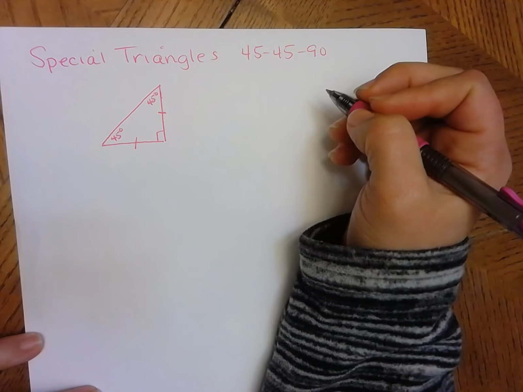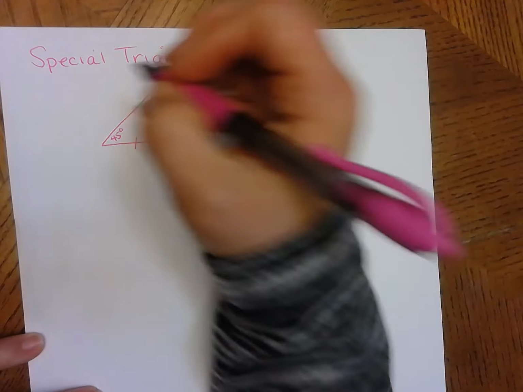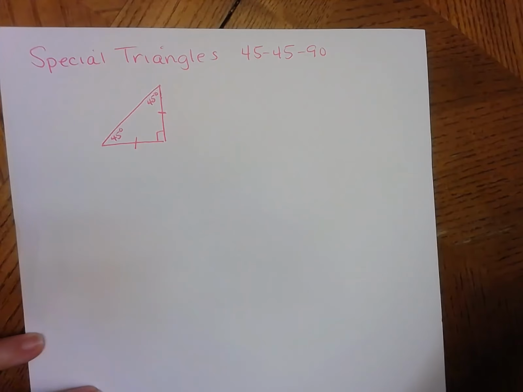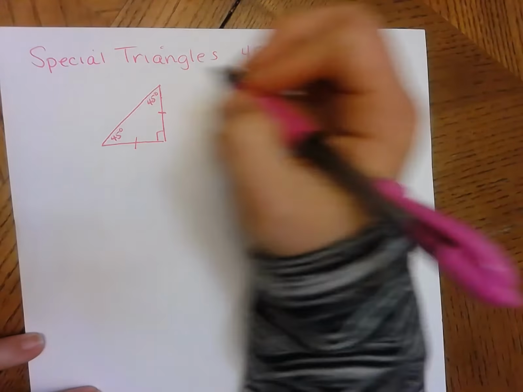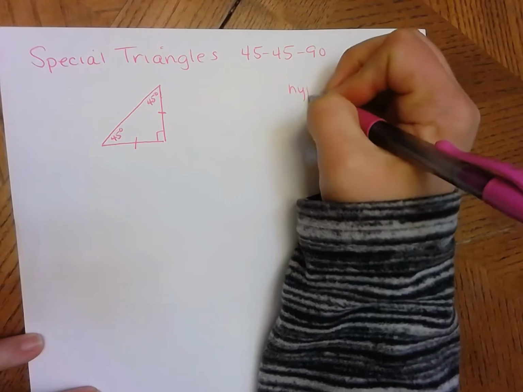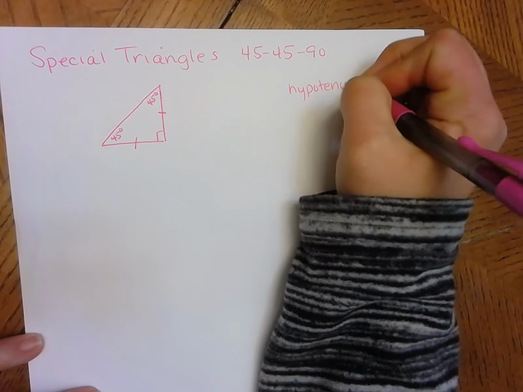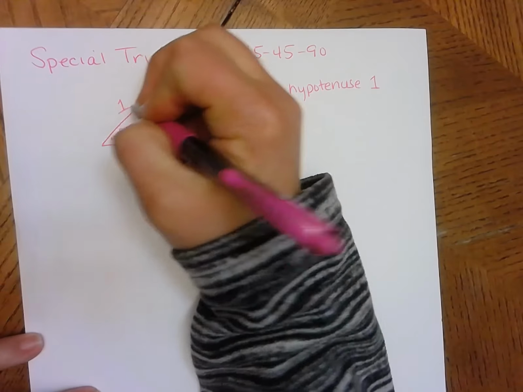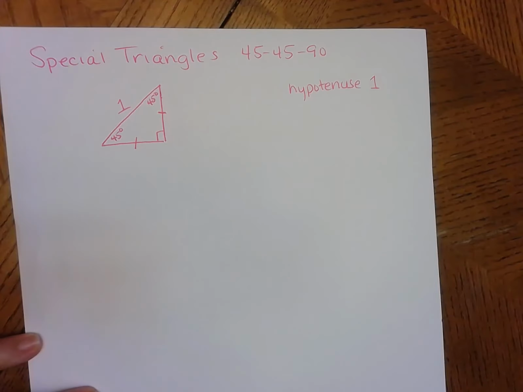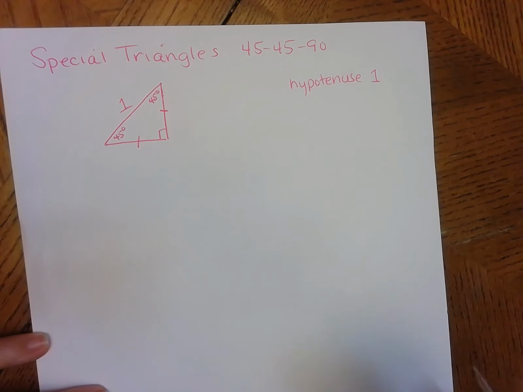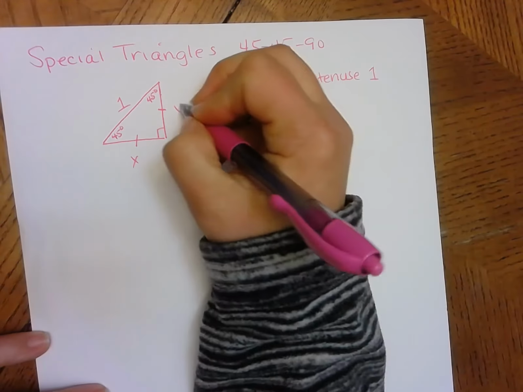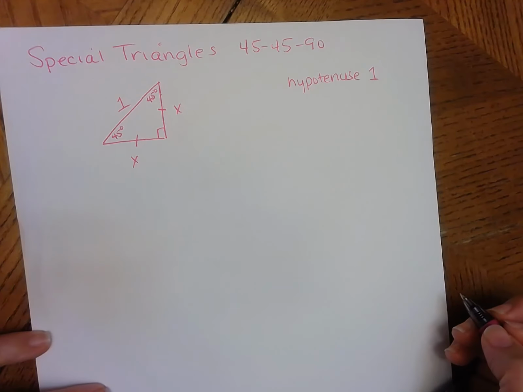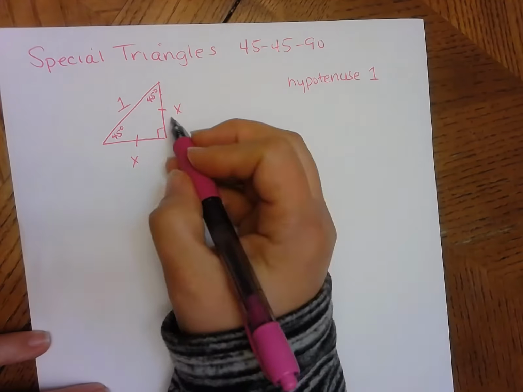So, since they are the same length, for right now we're just going to use a hypotenuse of 1, because we're going to eventually put this in a unit circle with a radius of 1. So that's why we keep our hypotenuse 1. If I know that, then I know that this side and this side are the same, so I can call them the same variable. That means these are both my legs, right?